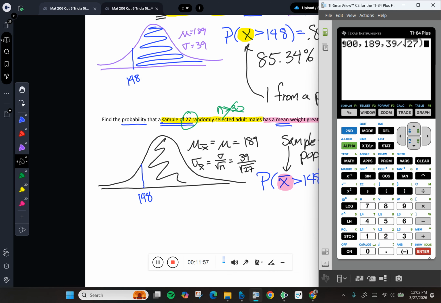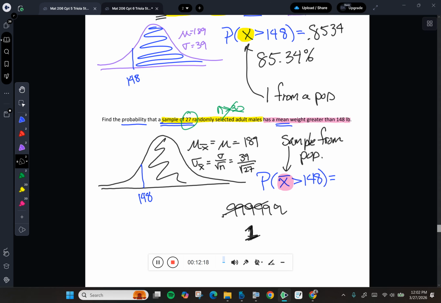I'm going to paste that back in, and I get, well, 0.99999. That's essentially 1, right? No matter how I slice that and round it, I'm getting a probability of 1, or roughly 100%.